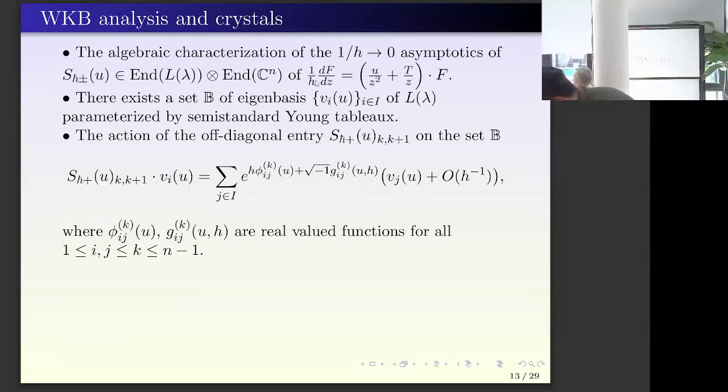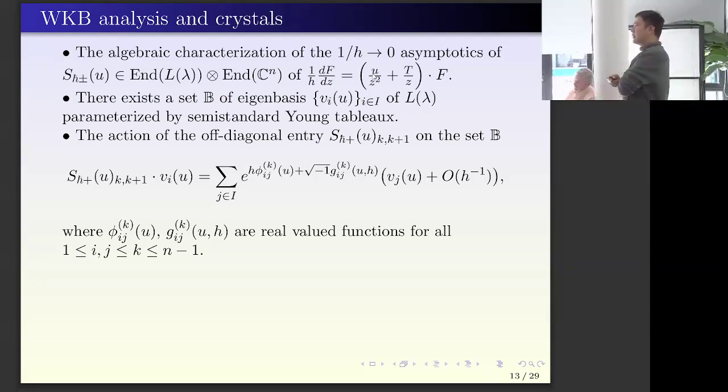So from the analysis, one can say that when 1 over ħ goes to 0, the leading asymptotics of this function f will be characterized in some way by the spectral data of this matrix. And the spectral data in our case is this eigenbasis. Then let's see how the quantum Stokes matrices act on this basis, in particular the action of the off-diagonal entries. Recall that in our first theorem, we identified the off-diagonal entries of the Stokes matrix with the Chevalley generators of the quantum group. And we know that the crystal operators are the crystal limit of the Chevalley generators. Therefore, we should study the 1 over ħ going to 0 limit of these off-diagonal entries.